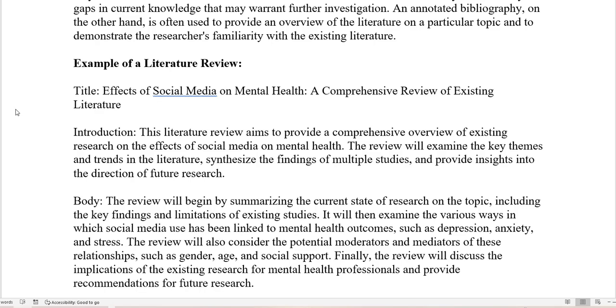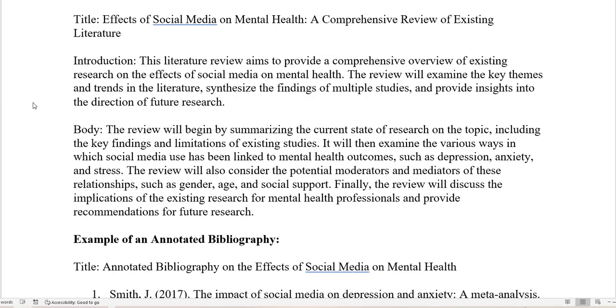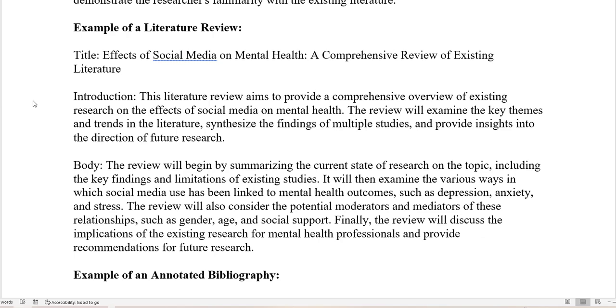Body. The review will begin by summarizing the current state of research on the topic, including key findings and limitations of existing studies. It will then examine the various ways in which social media use has been linked to mental health outcomes such as depression, anxiety, and stress. The review will also consider the potential moderators and mediators of these relationships, such as gender, age, and social support. Finally, the review will discuss the implications of the existing research for mental health professionals and provide recommendations for future research. So that's an example of a literature review.